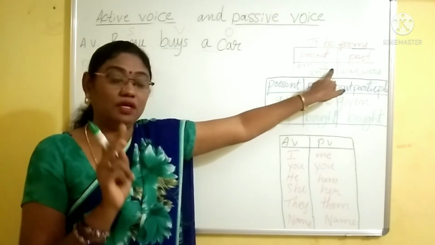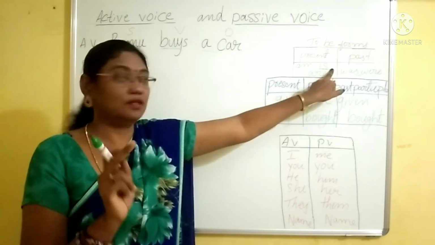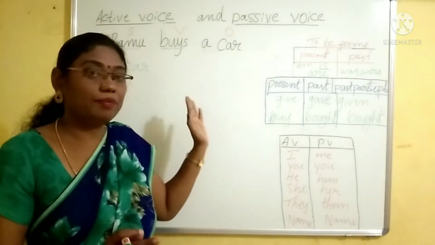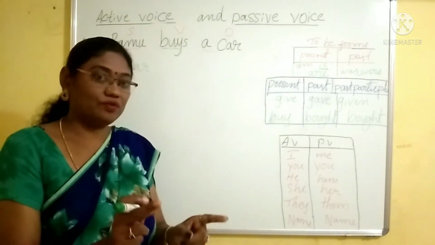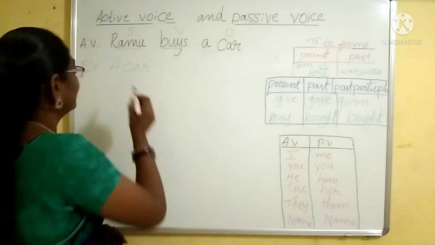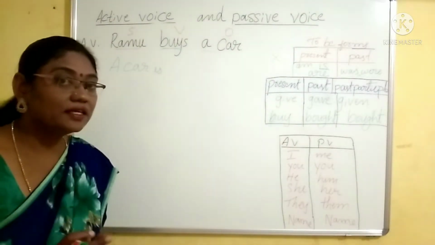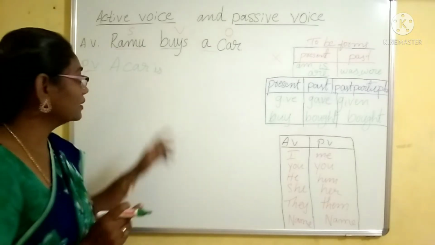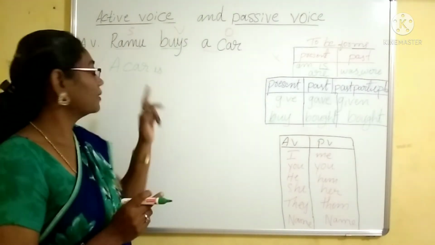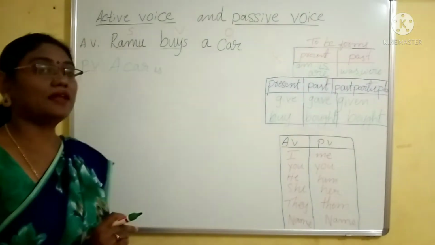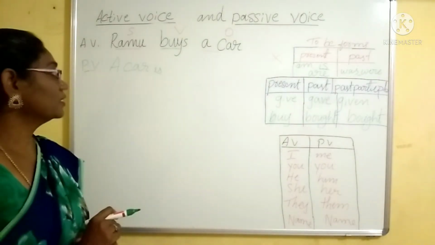Is is used for a singular subject. Is is the suitable helping verb here. So we have to select is here. A car is. Did you get it? How did I select this is?